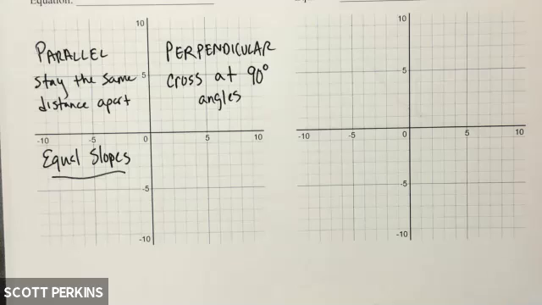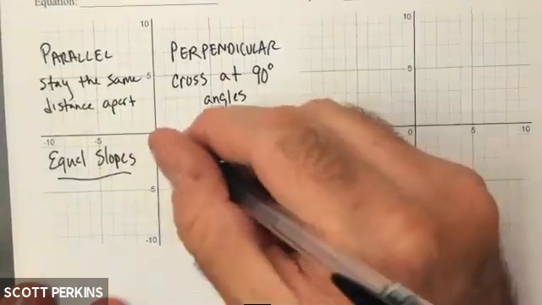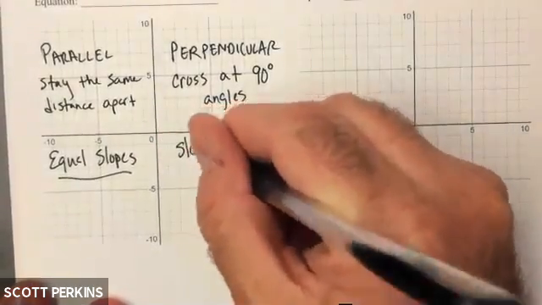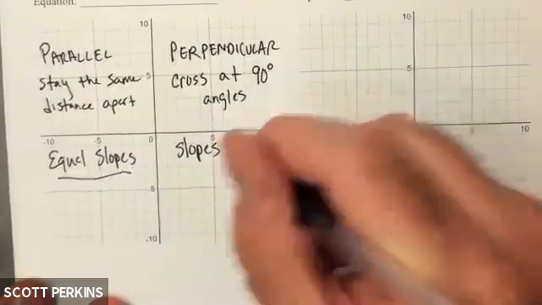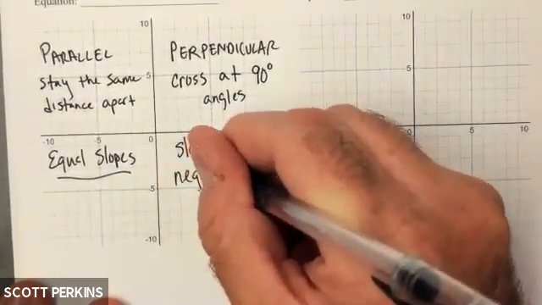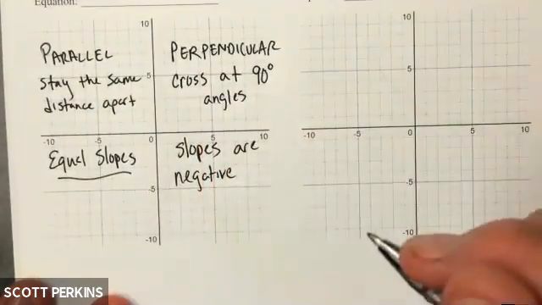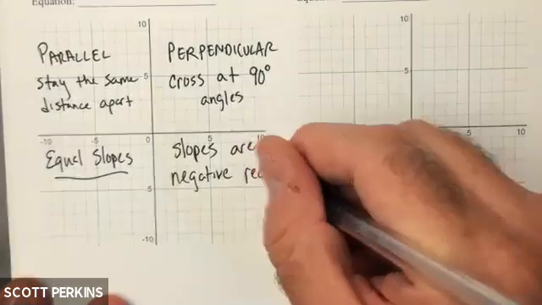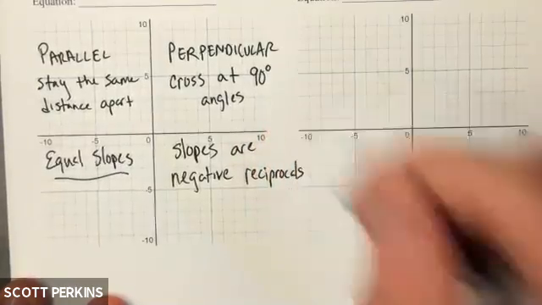Now, this is not as intuitive as it might be. I think it's fairly reasonable to understand that parallel lines, since they're going the same direction, that means their slopes are the same. Perpendicular lines, their slopes are what's called negative reciprocals, meaning you change the sign and you flip the fraction.